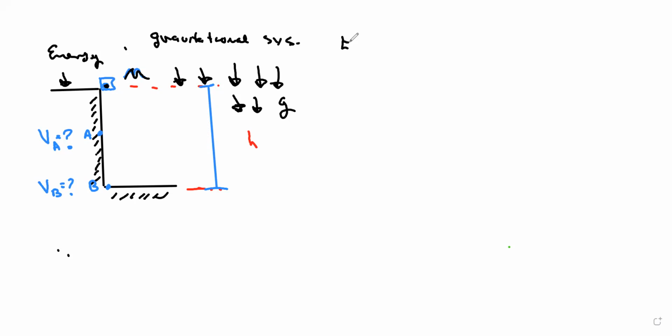So the total energy is the kinetic energy, which is 1/2 of the mass times velocity squared, plus the potential energy, which is mgh. Okay, so that's the total energy of your system. You have kinetic energy plus potential energy, and if you add those two, you get your total energy right there.